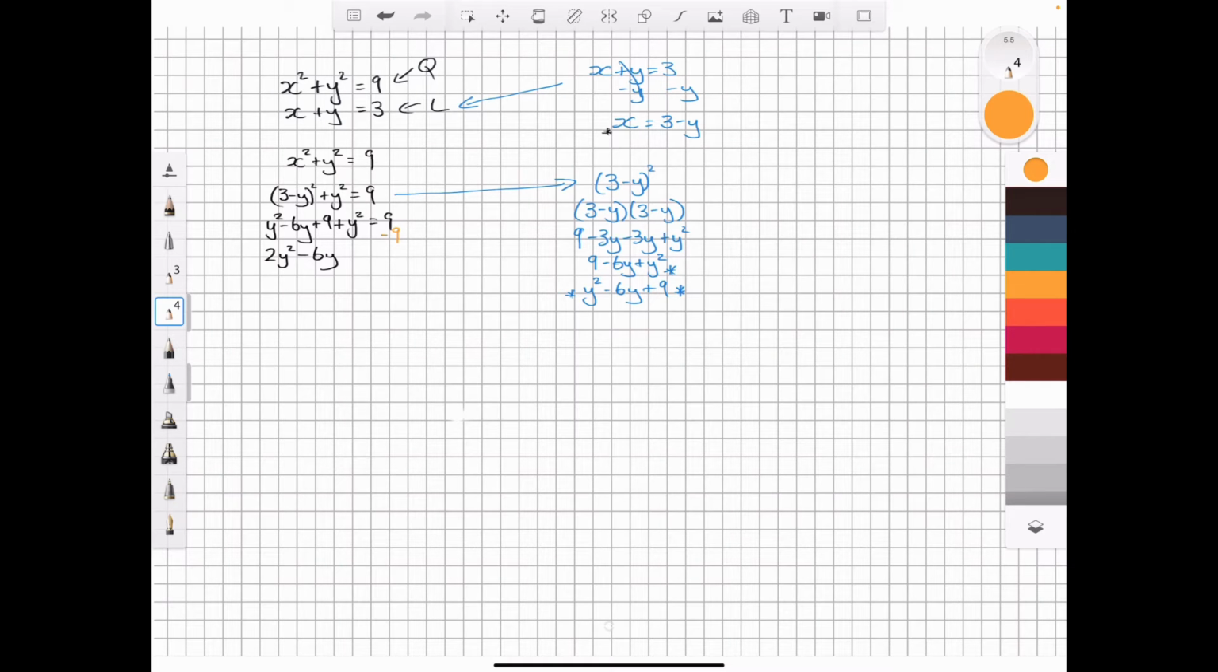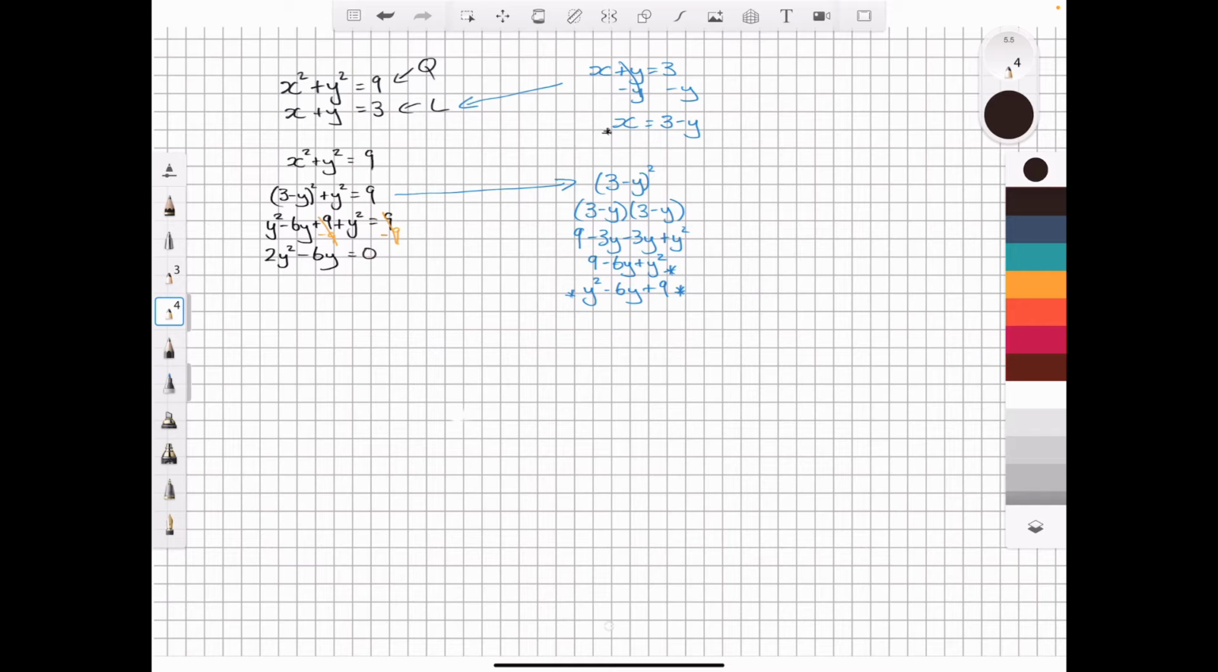I'd minus 9 from here and minus 9 from here. They'd cancel, but so would these. So the number completely disappears, the number with no letter. So you're just left with 2y squared minus 6y equals 0.